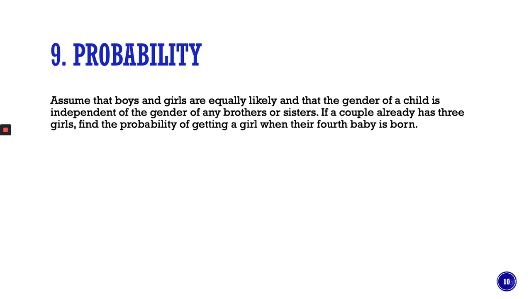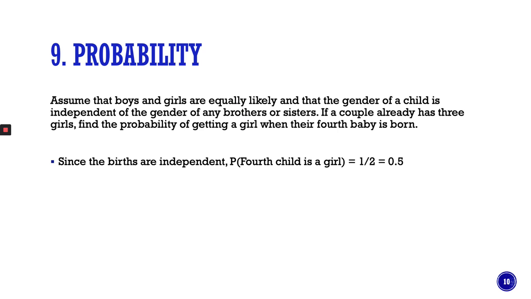Assume that boys and girls are equally likely and that the gender of a child is independent of the gender of any brothers or sisters. If a couple already has 3 girls, find the probability of getting a girl when their 4th baby is born. Since the births are independent, then the probability of a 4th child as a girl is still 1 out of 2, which is 50%, or 0.5.